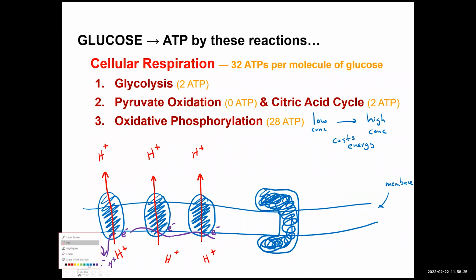At the end of the trip, it needs somewhere to go. Here, oxygen is going to be waiting to pick up the electron. And oxygen and hydrogen ions plus that electron are going to form water.